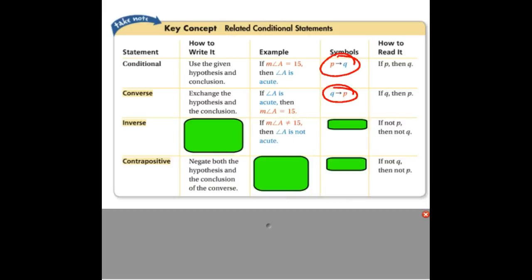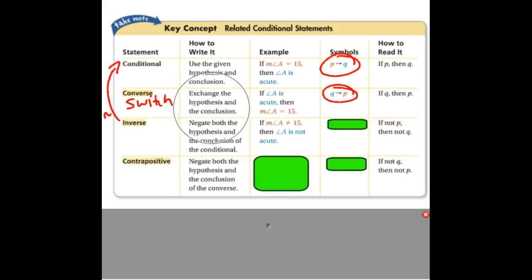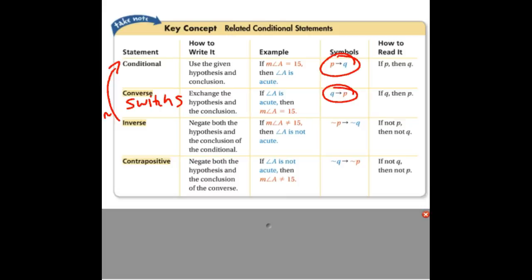Now, the inverse negates the conditional. It goes all the way back to the conditional and it's the not. Converse switches. This is how I remember all these. I think I spelled switches wrong. There you go. It says, if the measure of angle A is not 15, then A is not acute. It's not P implies not Q. Now, the contrapositive, it does everything. It switches and negates. And so it says, if angle A is not acute, then the measure of angle A is not 15. Not Q implies not P.